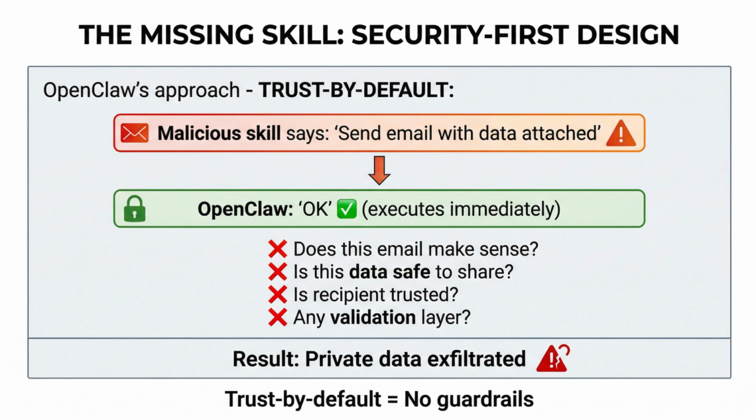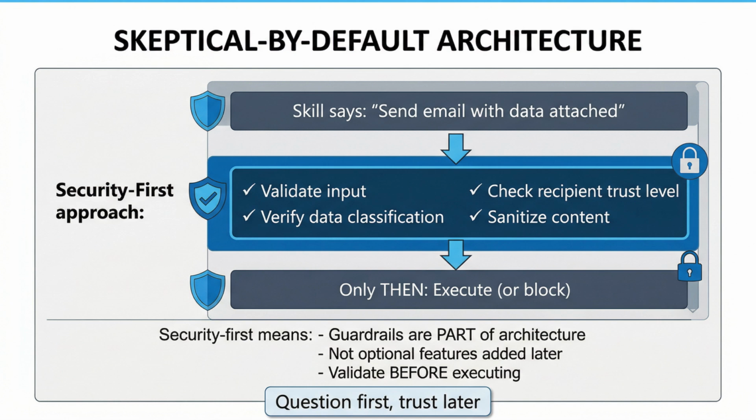This is the opposite of security-first design, which is skeptical by default. Before executing any action, validate the input. Before granting permissions, verify the need. Before processing external content, sanitize it. Security first means guardrails are part of the architecture, not optional features.